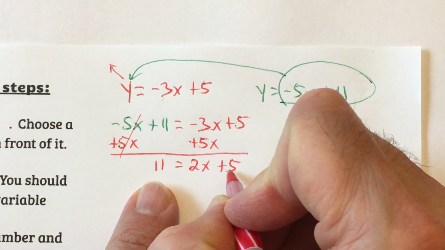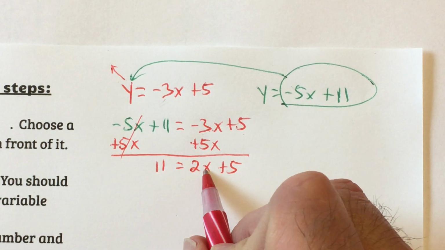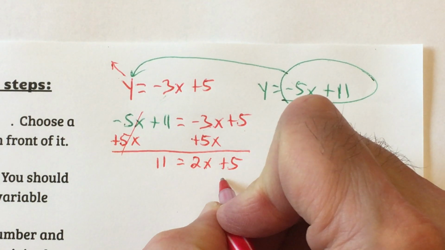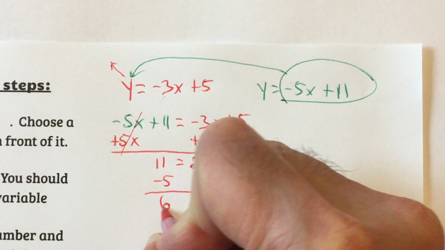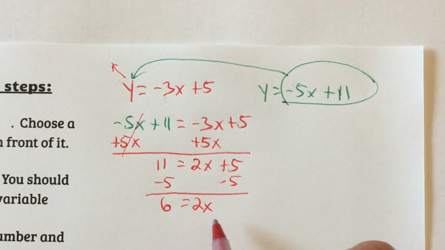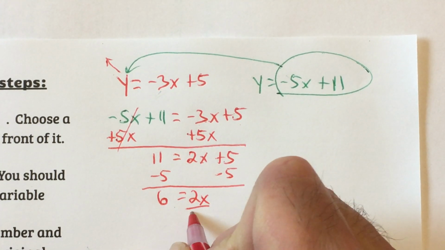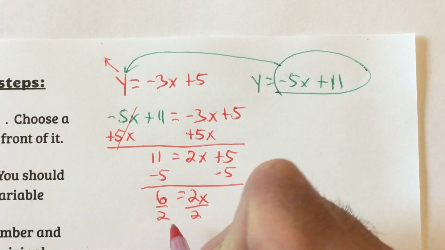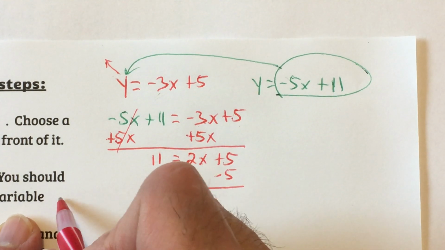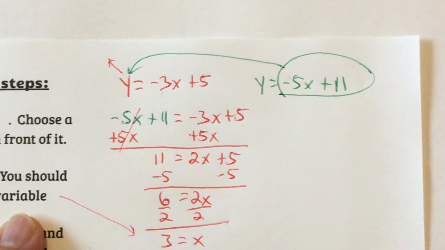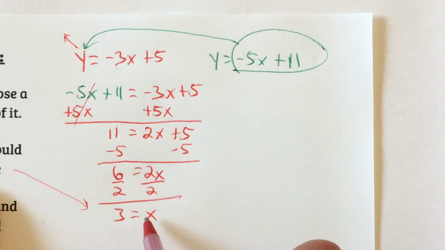Plus 5, I want to remove the constant. My goal is to get x alone. So minus 5, minus 5. I get 6 equals 2x. x is almost alone. It's being multiplied by 2. Divide by 2, because that's the opposite of multiply by 2. And I get 3 equals x. That's this step. We finished step 2. We got to solve for the variable. I know what x is.